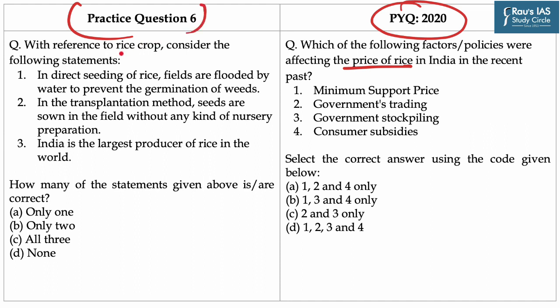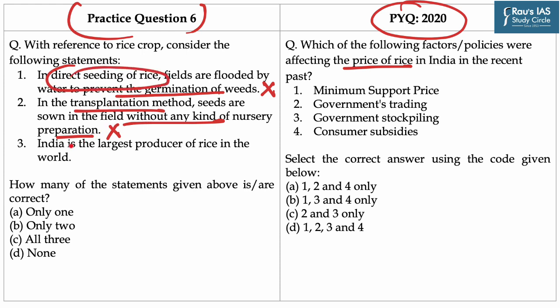With reference to rice crop, consider the following statements. Statement 1. In direct seeding of rice, fields are flooded by water to prevent the germination of weeds. Now, this statement is incorrect because fields are flooded by water in transplantation method and not direct seeding of rice. Statement 2. In transplantation method, seeds are sown in the field without any kind of nursery preparation. Now this statement is also incorrect because seeds are sown in the field without any kind of nursery preparation in direct seeding of rice and not in transplantation method.